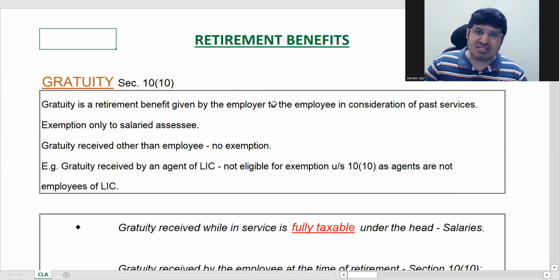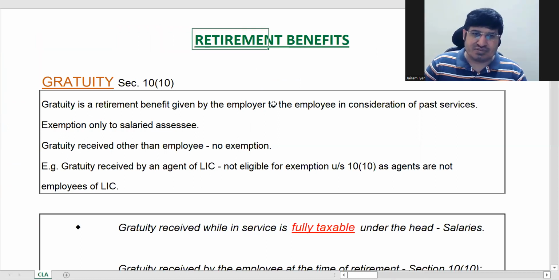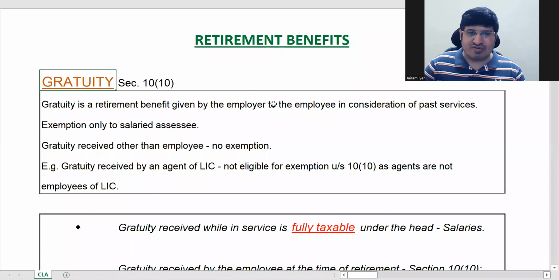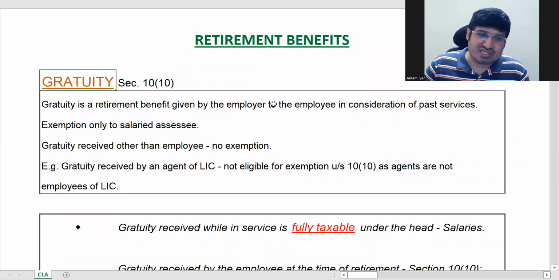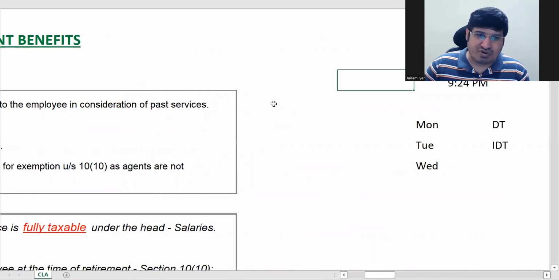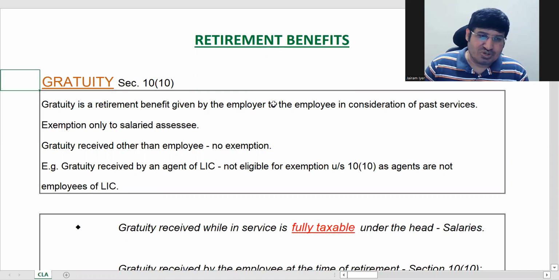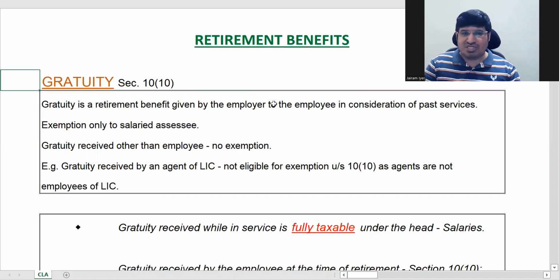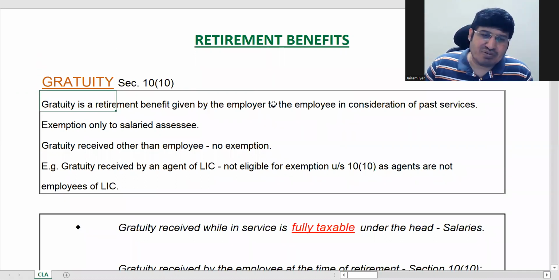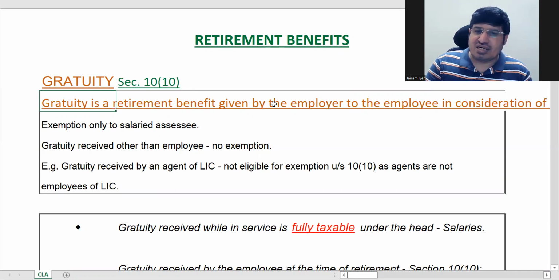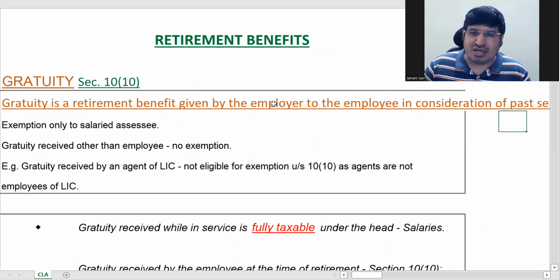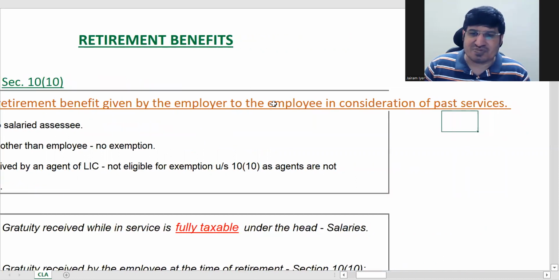Okay, so next section is retirement benefits. First main retirement benefit is gratuity. You've got many retirement benefits like gratuity, pension, leave salary, retrenchment compensation, and all that. We will see the treatment of retirement benefits. First is gratuity, given by section 10(10). It's a retirement benefit given in consideration of past services.